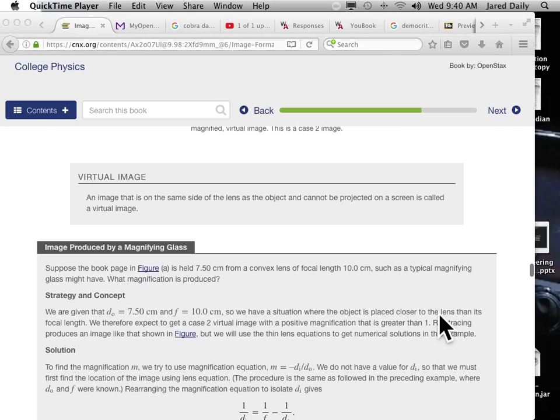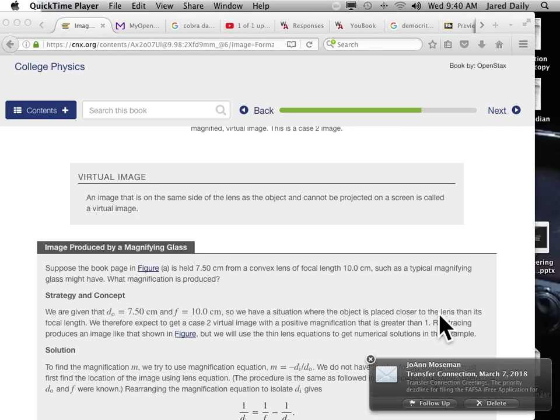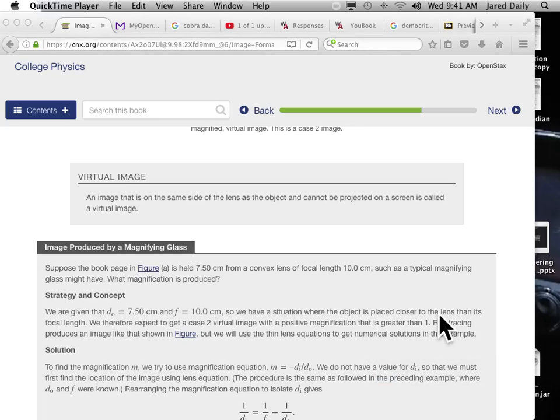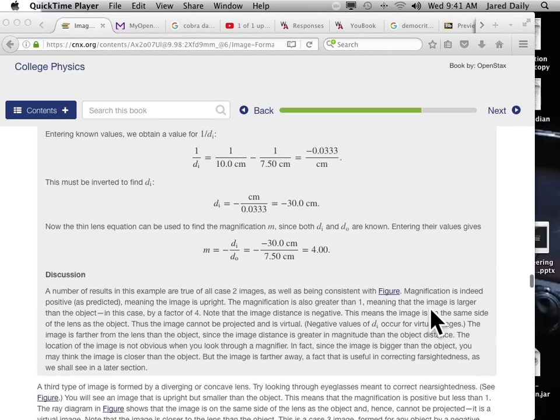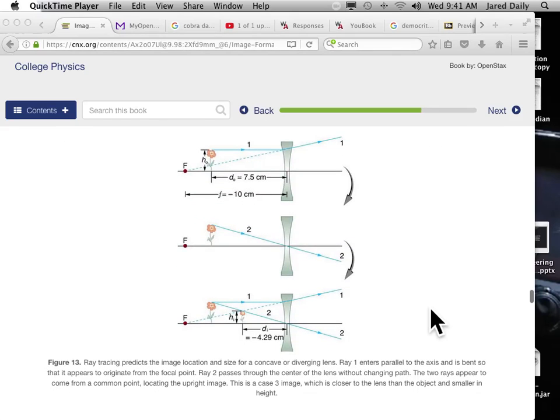So here's the definition they give for a virtual image: an image that is on the same side of the lens as the object and cannot be projected on a screen is called a virtual image. So that's what we mentioned before. So let's figure out how that works. Let's do the ray tracing for it first.